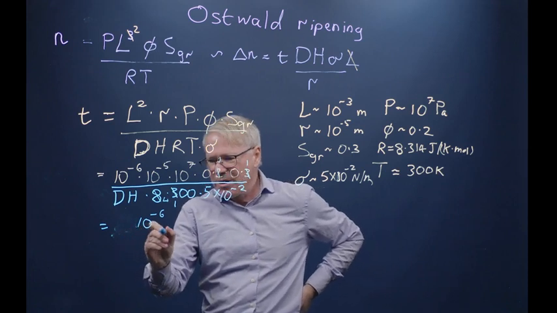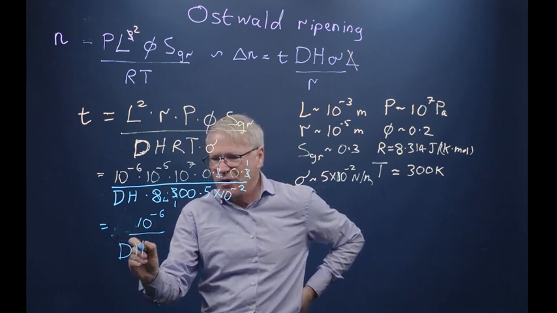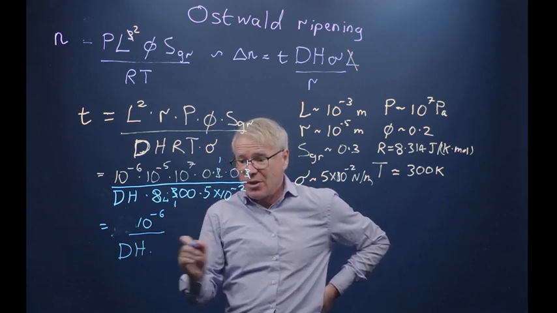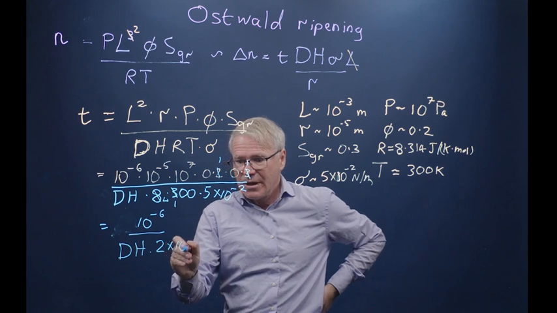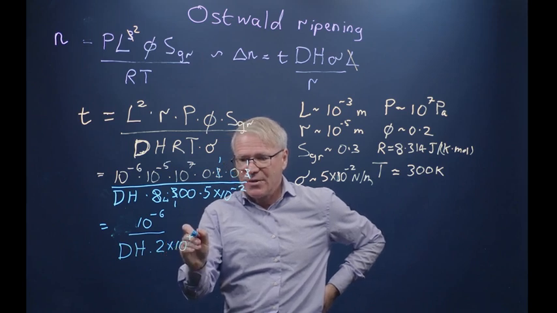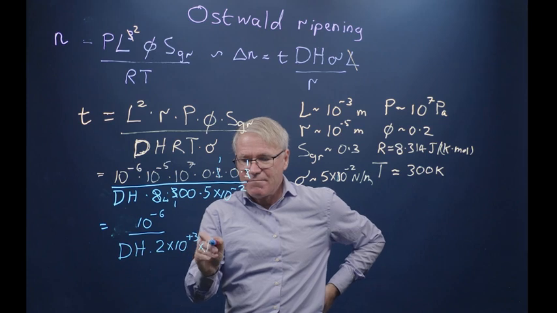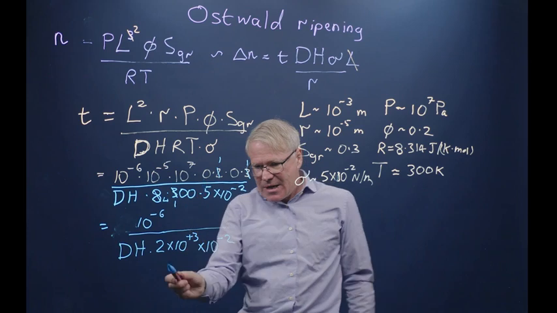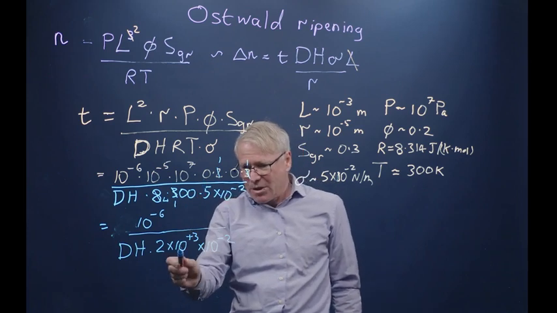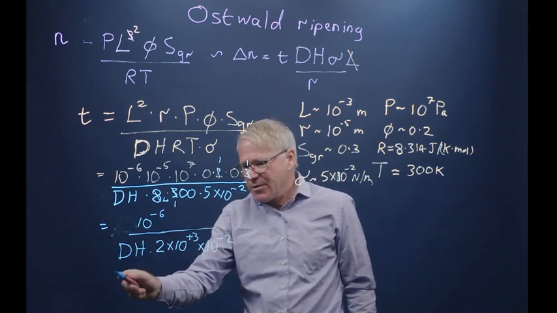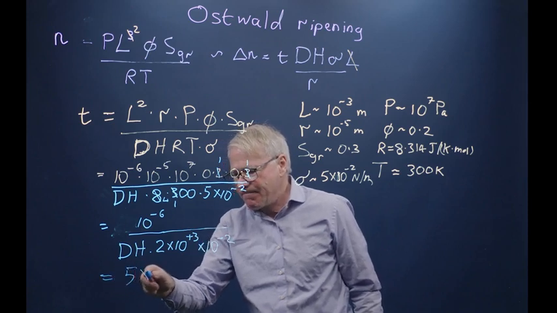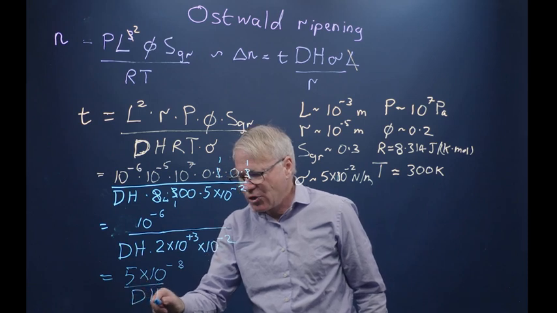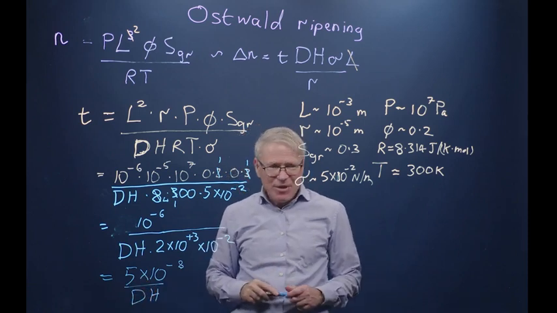And then what do we have at the bottom? We've got DH, and then we got a 400 times 5. So that's a 2000. 10 to the plus 3. And then that's 10 to the minus 2. Okay, so what do we have here? That's plus 1. So it's 10 to the minus 7. So it's 5 times 10 to the minus 8 over DH. So that, with the right units, should all be in seconds.